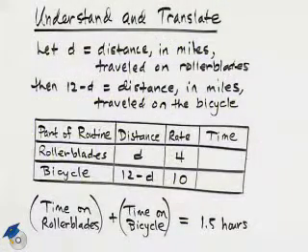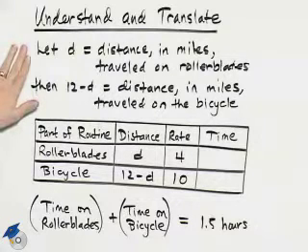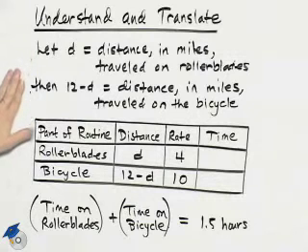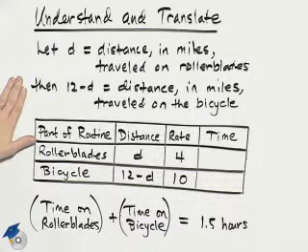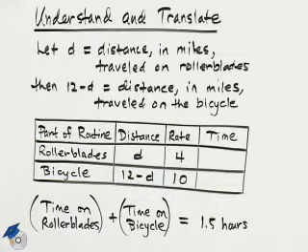The first step to solving this problem is to understand and translate. I'm going to let D equal the distance in miles traveled on rollerblades. Then 12 minus D is the distance in miles traveled on the bicycle, since the total distance traveled was 12.